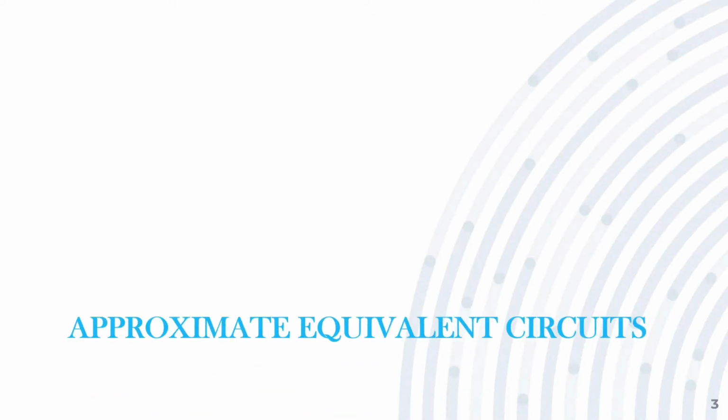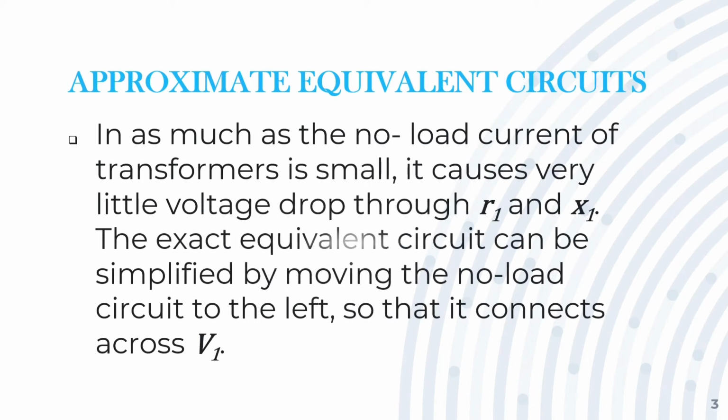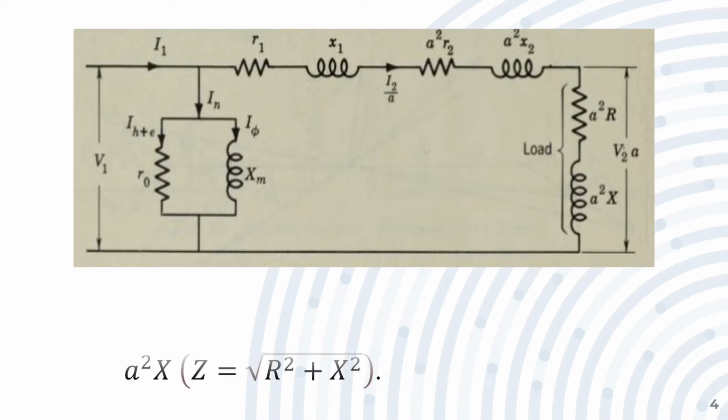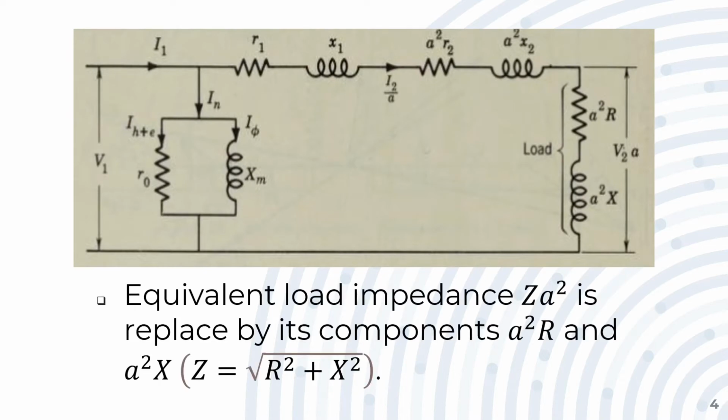Inasmuch as the no-load current of transformer is small, it causes very little voltage drop through R1 and X1. The exact equivalent circuit can be simplified by moving the no-load circuit to the left so that it connects across V sub 1. In the circuit, equivalent load impedance Z sub A squared is replaced by its components A squared R and A squared X, or the impedance is equal to the square root of R squared plus X squared. In here, the no-load branch of the network is dropped altogether.